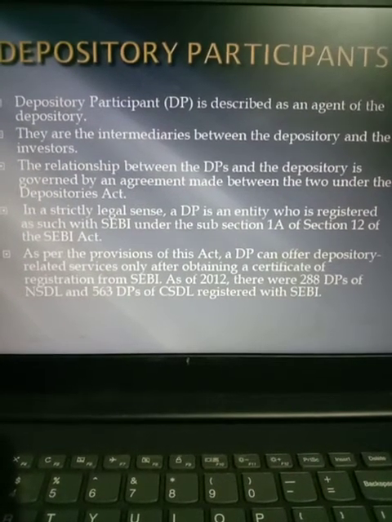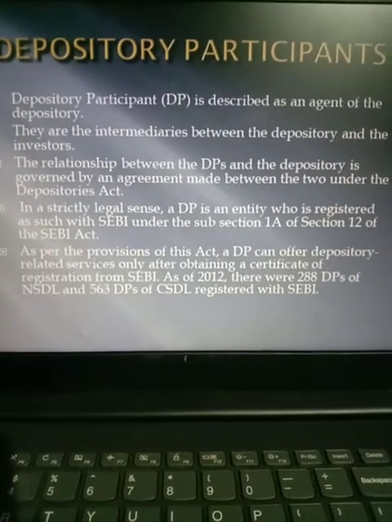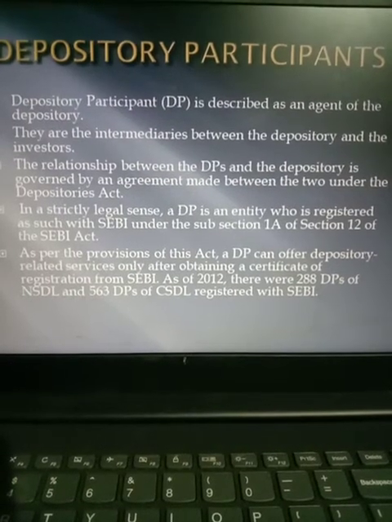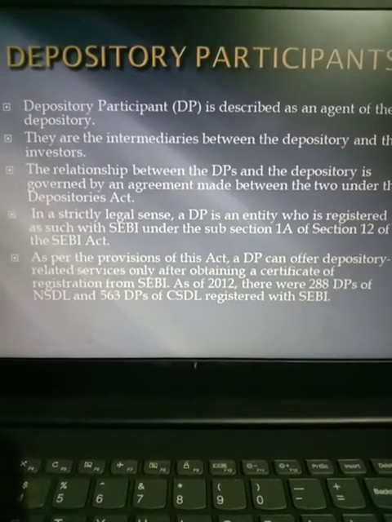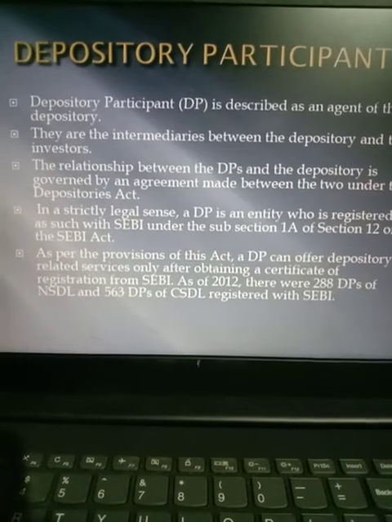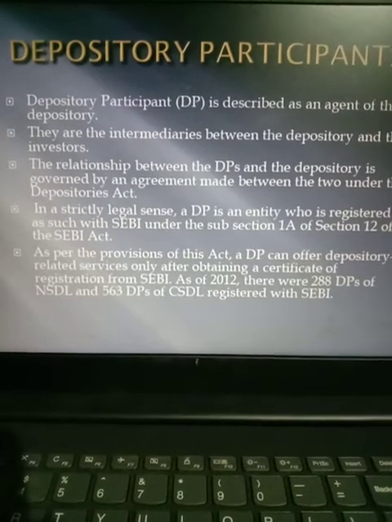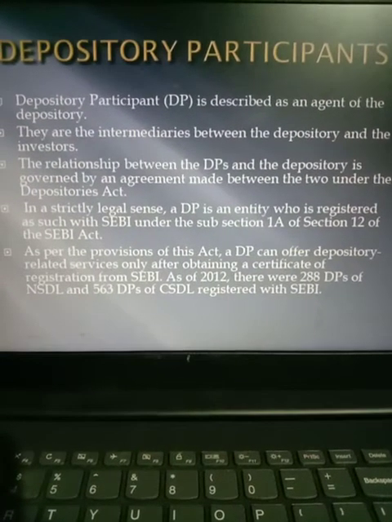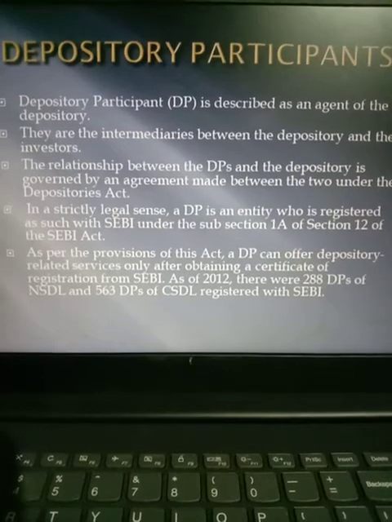Depository participant, that is DP in short, describes an agent of a depository. Yes, they are working as agents of depositories. Depository means NSDL and CDSL. They are intermediaries between depository and investors. Their main work is that they act as an agent, or a link, between depository and investors.